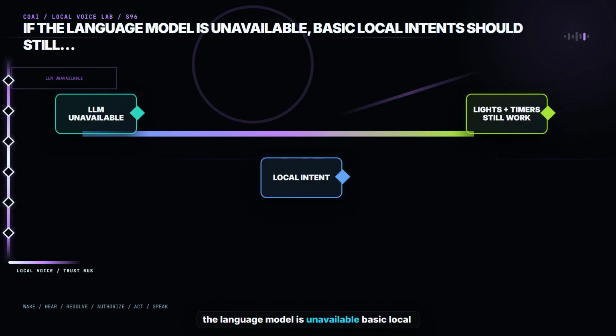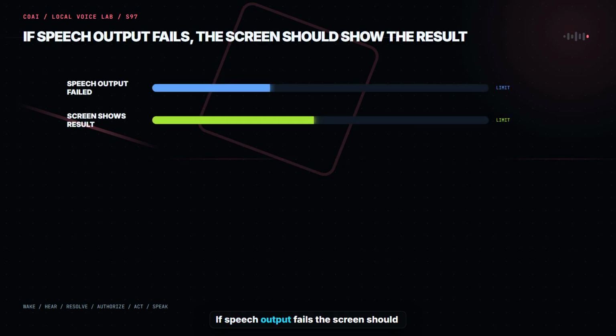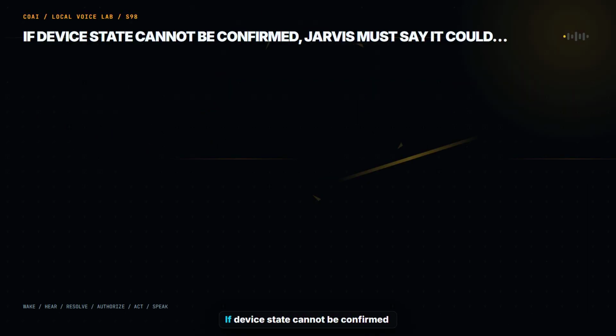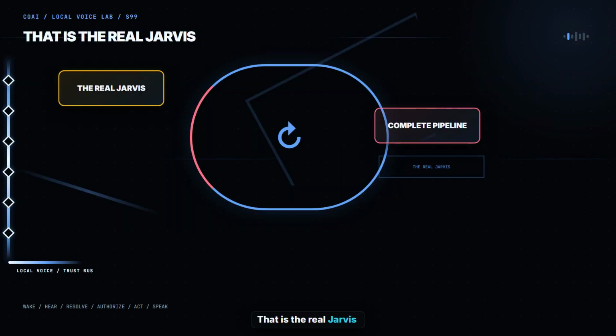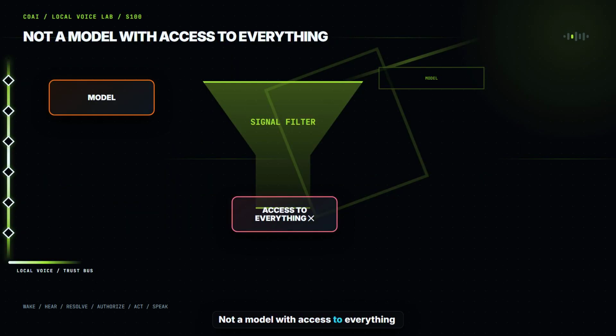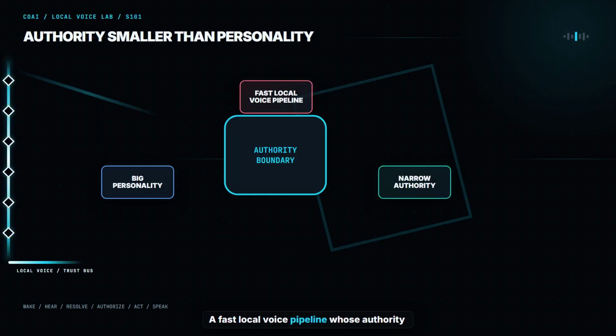If the language model is unavailable, basic local intents should still turn on lights and set timers. If speech output fails, the screen should show the result. If device state cannot be confirmed, Jarvis must say it could not verify the action, not improvise success in a confident accent. That is the real Jarvis. Not a model with access to everything. A fast local voice pipeline whose authority stays smaller than its personality.